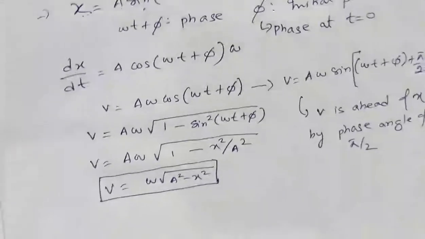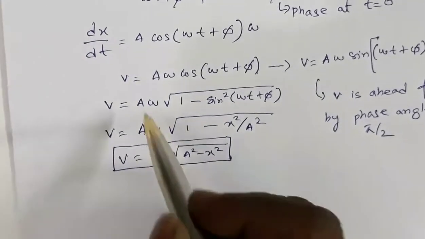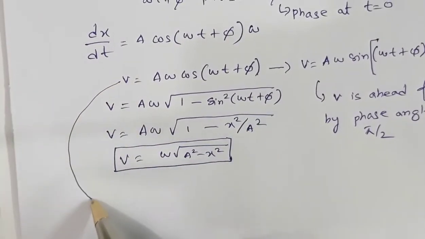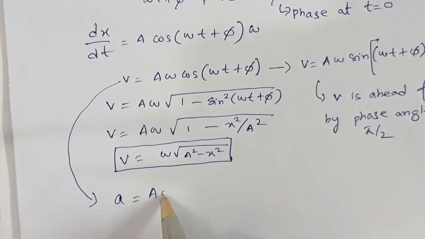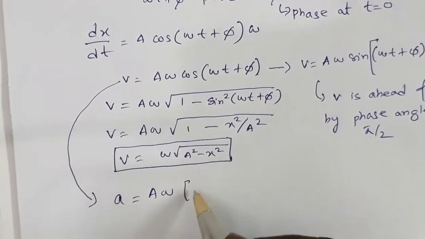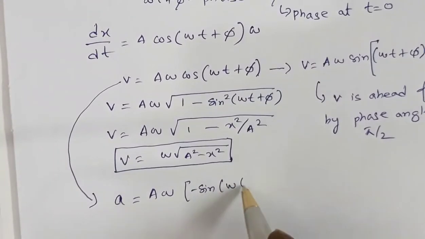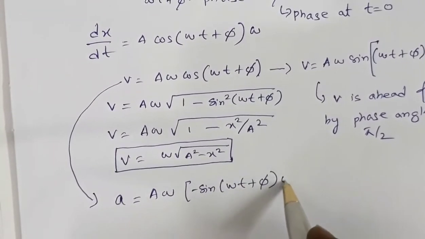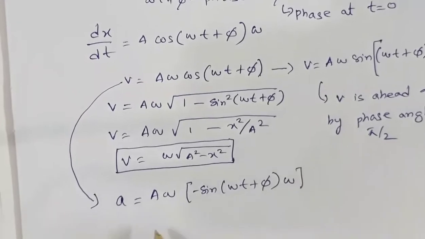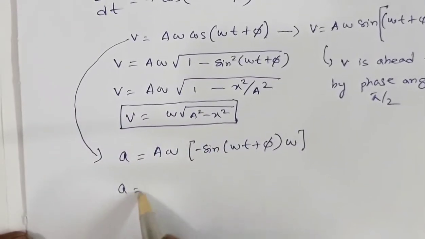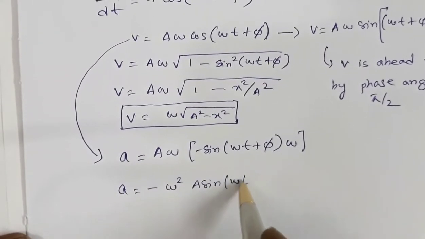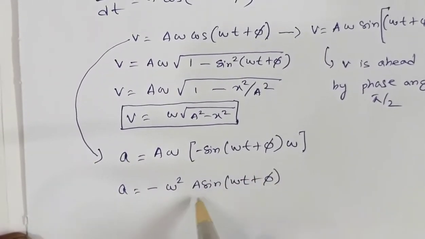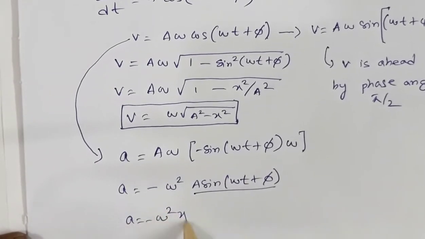Now let us see what the expression for acceleration is. If I differentiate this quantity with respect to time again, I will have acceleration. So acceleration a is equal to Aω cos(ωt + φ) differentiated, which gives minus sin(ωt + φ) into ω. So a is equal to minus ω² A sin(ωt + φ). This is x, so I can write this as a is equal to minus ω² x. That is the initial equation we had.